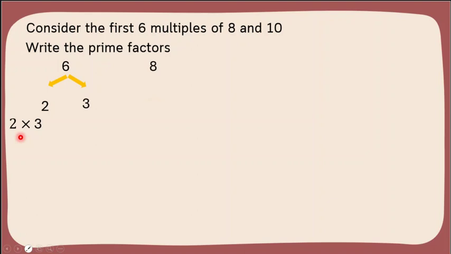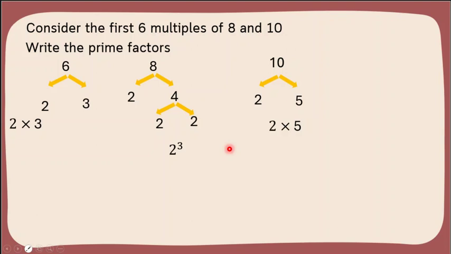How about 8? We reduce it. It is 2 and 4, and then 4 becomes 2 and 2. Writing it in the index form, it is 2 to the power 3, 2 times 2 times 2. Okay. The same way, we get to 10. We reduce it to prime factors. It is 2 times 5, and they are both prime numbers. So that is the prime factors of 10.